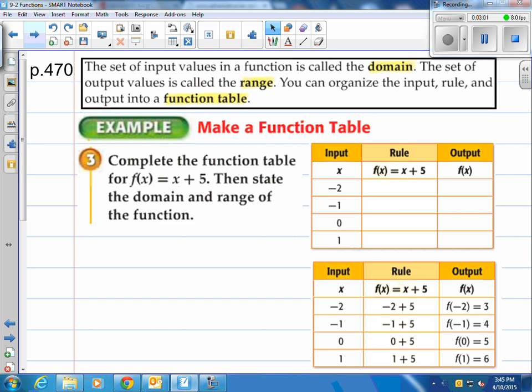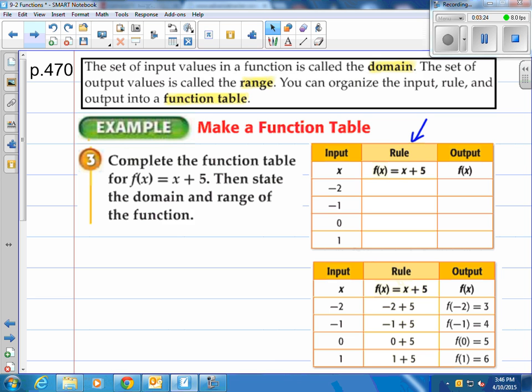All right, the set of input values, the ones we're putting in, the x values, is called the domain. The set of output values is called the range. Those are your f of x's, what you're actually getting. The output values are the range values. You can organize the input, rule, and output into a function table. You see it here. Here is a function table.